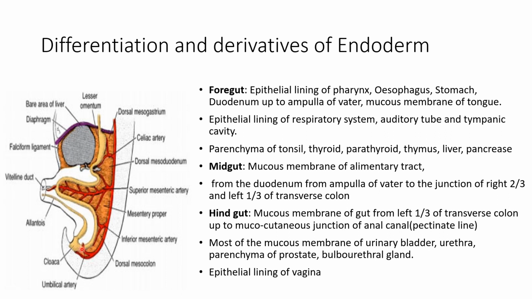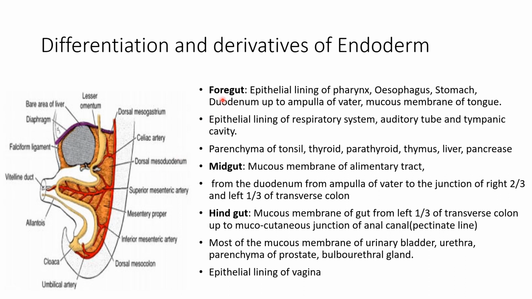So the foregut is supplied by celiac artery. All the structures which develop from the foregut are supplied by celiac artery. Then the derivatives of midgut are supplied by superior mesenteric artery, and the derivatives of hindgut are supplied by inferior mesenteric artery. So all these three arteries, celiac trunk, superior mesenteric artery and inferior mesenteric artery, are the ventral branches of aorta. Now let us see the derivatives.